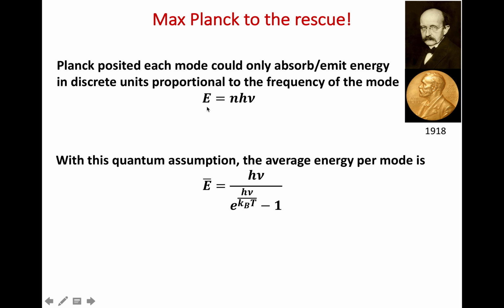Okay, so here's the idea. Each mode can only absorb energy in discrete units proportional to the frequency of the mode. The proportionality constant is some integer times Planck's constant. And with this assumption, he was able to write down the average energy per mode in this following way. Right, so up top I have h nu again, so this is an energy. Down here I have h nu, which is an energy, over kBT, which is an energy. So the argument to this exponential has no dimensions. 1 has no dimensions. So this average energy per mode has dimensions of energy.